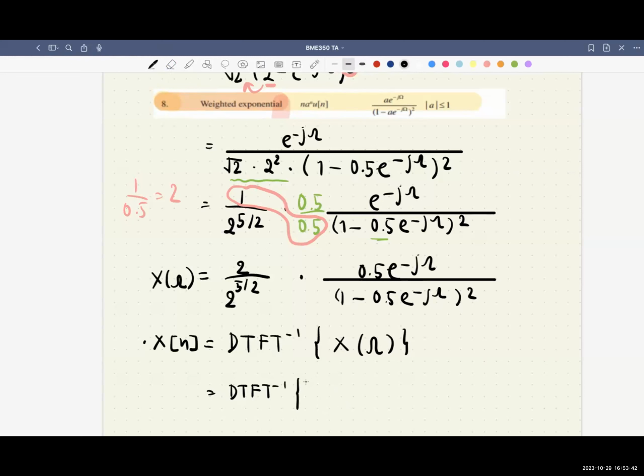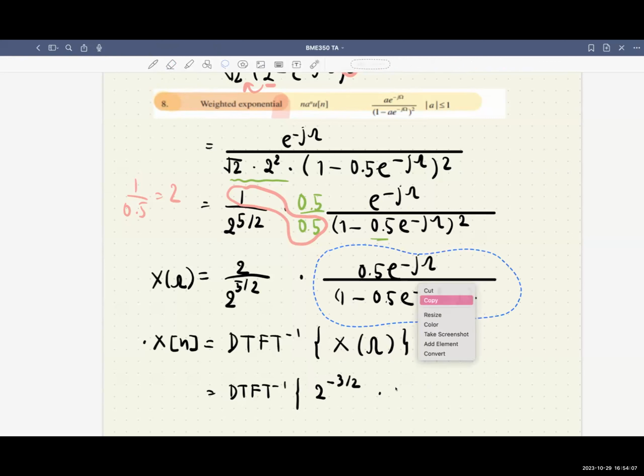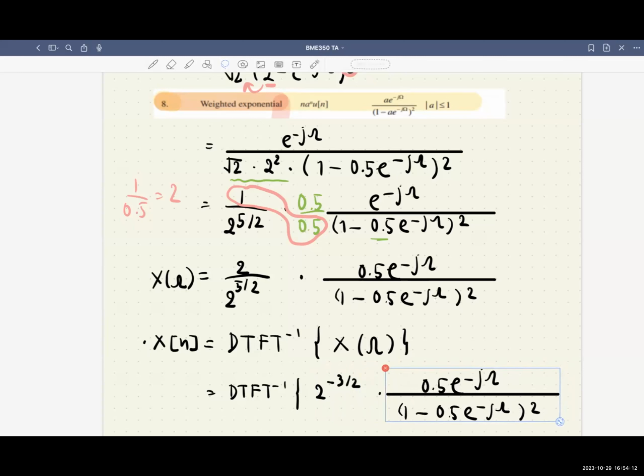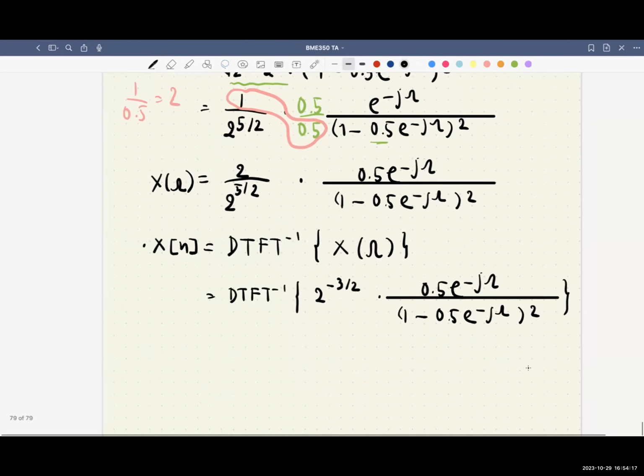What I got from my simplification is 2 to the power of negative 3 over 2, this part. After I simplify, I got this part. I just remain this long chunk, which is going to be the same. I just copy and paste them because I'm too lazy to write it out again. All right.